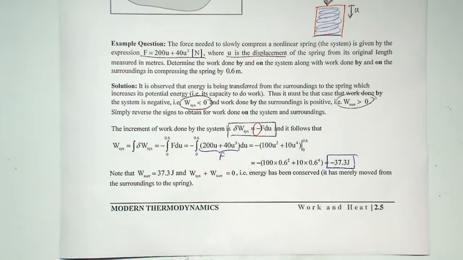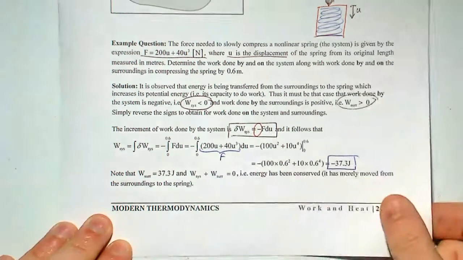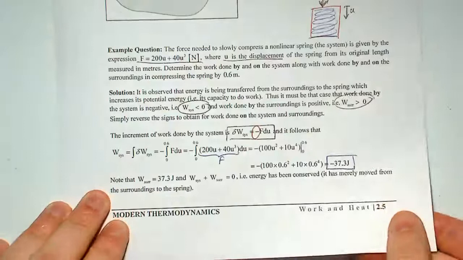The only thing I mention here is really that when you start adding up the work by the system and the work by the surrounding, of course you have to get 0 because of the first law and what we mentioned about the fact that energy is really conserved, and it just moves from one form to another. That's really as simple as that. And this is just a very simple example of why and how we use this convention.